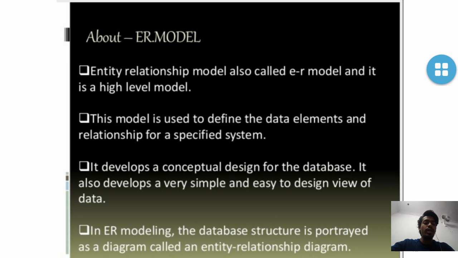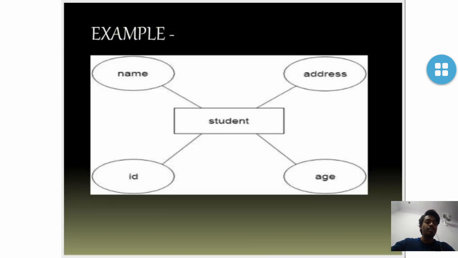In ER modeling, the database structure is portrayed as a diagram called an entity relationship diagram. Here is the example. The name, address, age, and ID belong to the student.